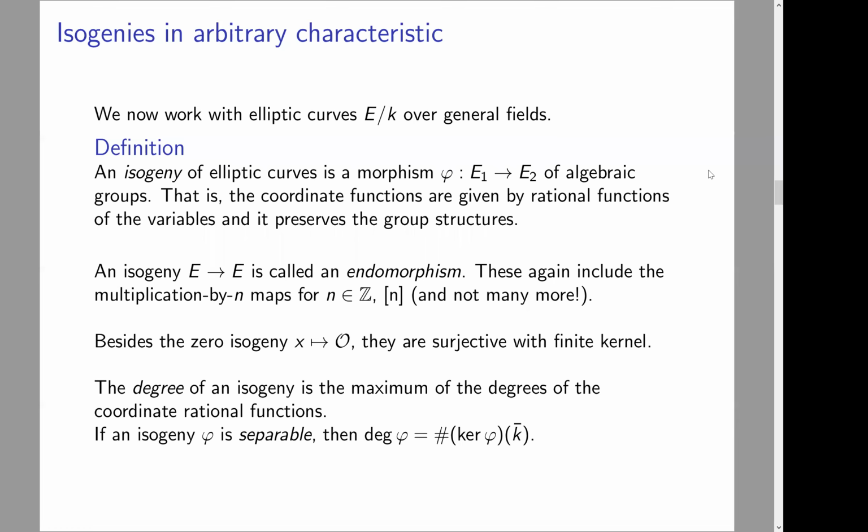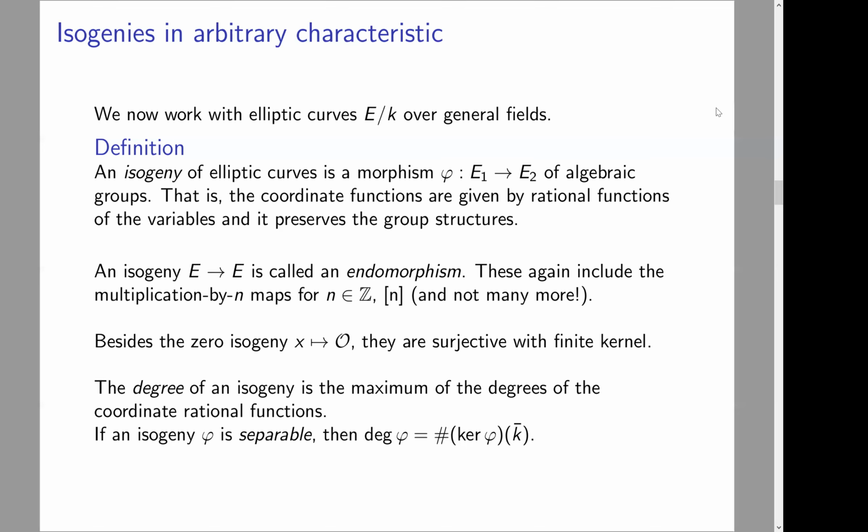Isogeny in arbitrary characteristic. So we've now got an elliptic curve over any field in the world. So E is just some cubic equation over a general field. And we define an isogeny of elliptic curves to be a morphism from E1 to E2 of algebraic groups. So it has to be a morphism of varieties that plays nicely with their structure as an algebraic group. So one way to say it is the coordinate functions are given by rational functions of the variables, and it preserves the group structures from one to the other.